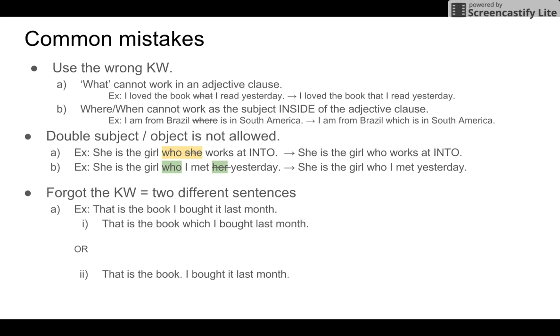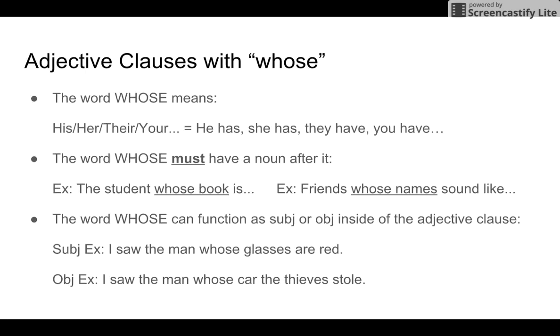You could say that is the book which I bought last month. When you add this keyword, you have to remember to take out the object word it. Or the other possible correction is, that is the book, period, I bought it last month.